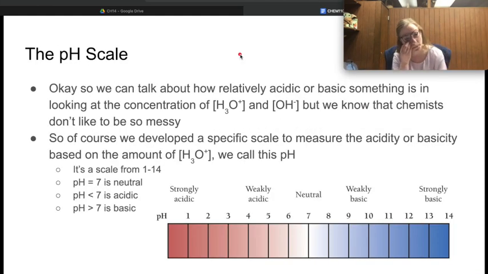Okay, so we want to think about this thing called the pH scale. I've been saying these words, but what have I been hinting at this whole time?